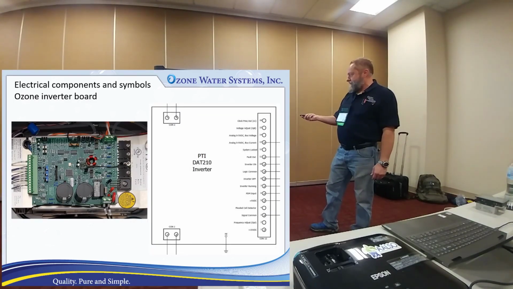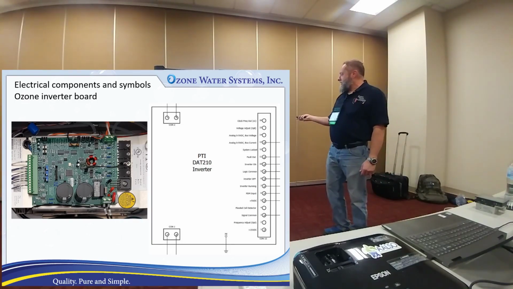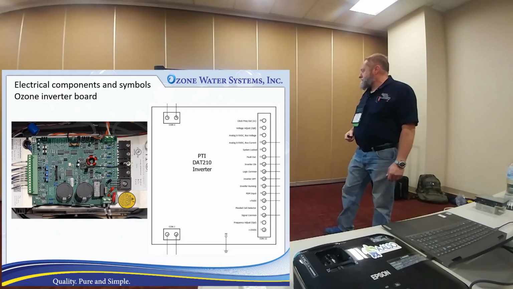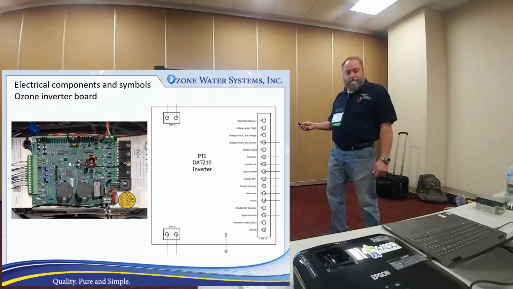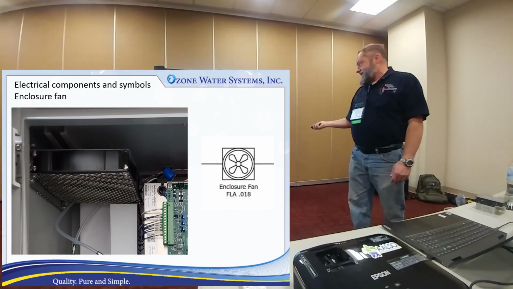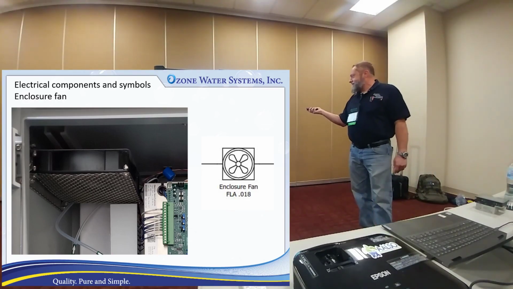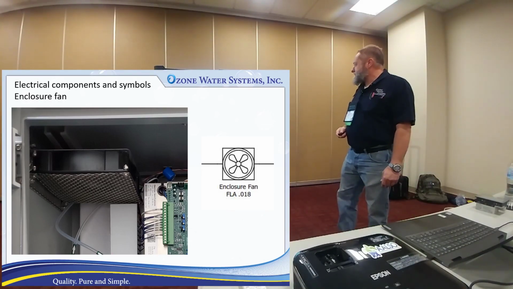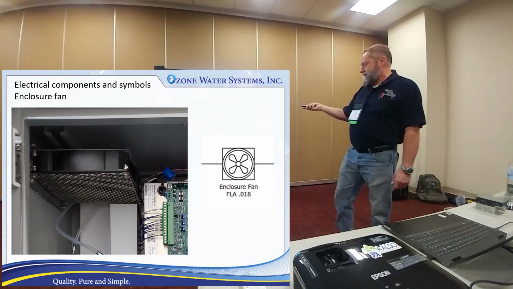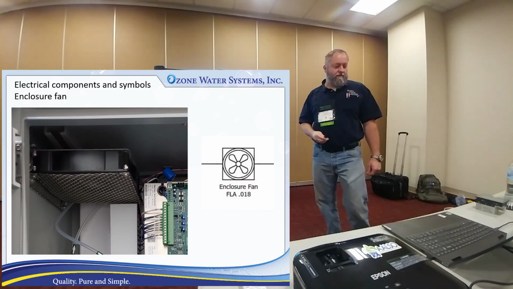So that's what you'll see on the inverter. That's obviously the PTI 50-gram inverter block. We've drawn that one out to look like the actual unit. And then obviously some things are pretty self-explanatory. Enclosure fan, it's pretty easy to spot that one. It'll give you the power for that. If you looked at the branches, you could tell what voltage that was. I think in this case it's a 24-volt fan.